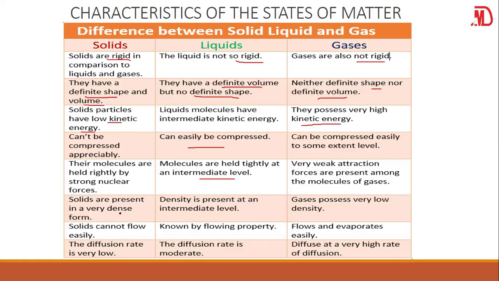Density, because of their compact nature or their rigid nature. So in terms of density, solids are high. In terms of density, liquids are of intermediate level, and gases have very low density. Again, because solids are rigid and compact and they have very strong force of attraction with low kinetic energy, they cannot move easily.